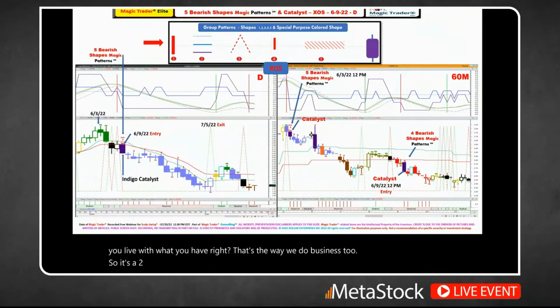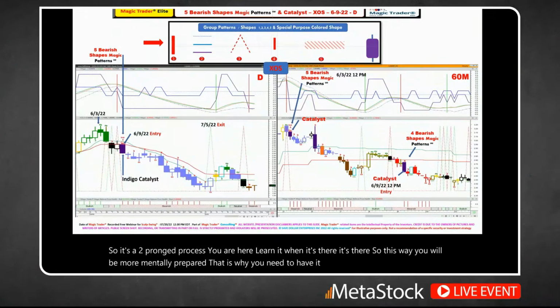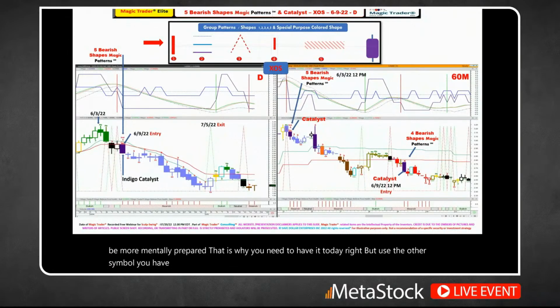You are here, learn it. When it's there, it's there. So this way, you will be more mentally prepared. That doesn't mean you need to have it today. But use the other symbol you have. Or you could make one up yourself.